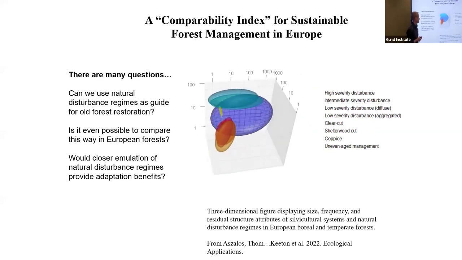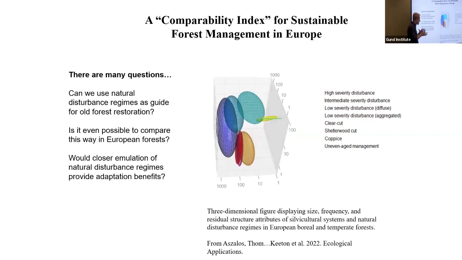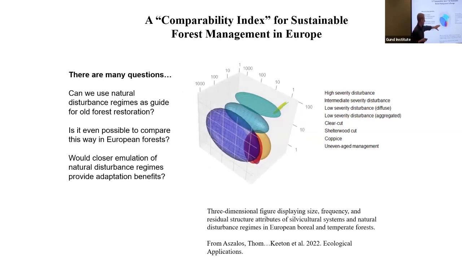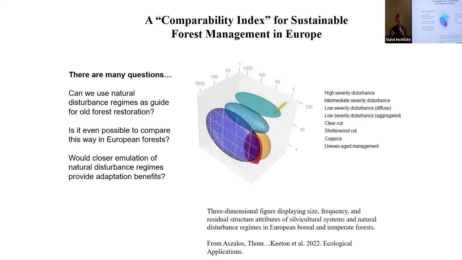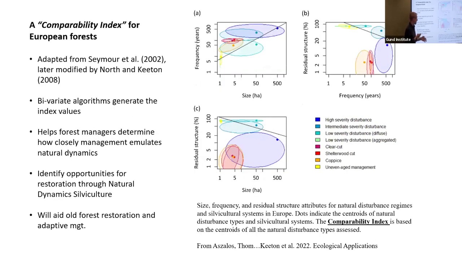And see if this animation works. Yes, it does. So these spheres represent the three-dimensional space that forest management occupies as compared to natural disturbances. And that's using 3 different parameters: the frequency of disturbance, the residual structure left by disturbance, and the size of disturbance. So now we have a way of conceptualizing how far off human management is from natural dynamics. And then we could do these bivariate comparisons like this, punching an algorithm through these relationships, and we can actually calculate index values that foresters can use to better manage their forests.